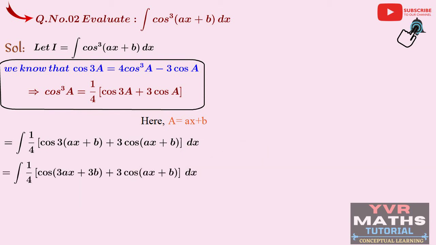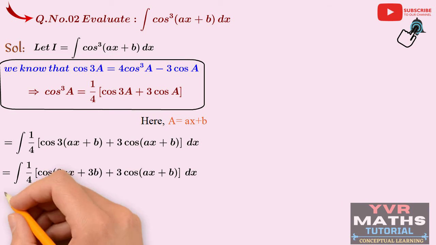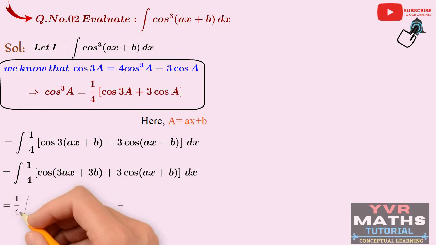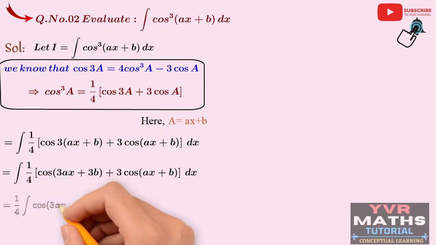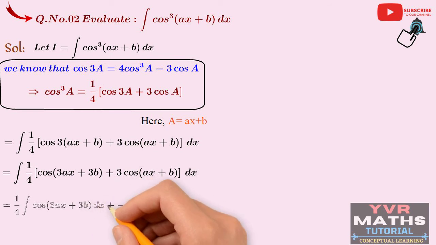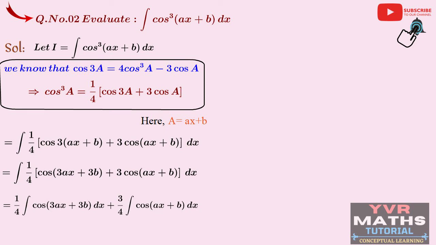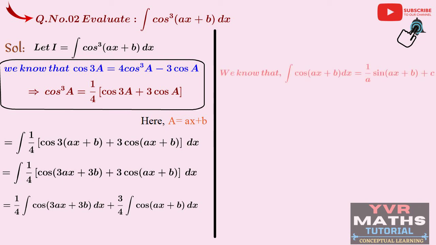By using basic properties of indefinite integrals, I am going to apply individual integrals. Then the next step is 1 by 4 into integral cos of 3ax plus 3b dx plus 3 by 4 into integral cos of ax plus b dx. If you observe in this step, both the integrals are in the form of integral cos of ax plus b dx. We know the formula for integral cos of ax plus b dx.